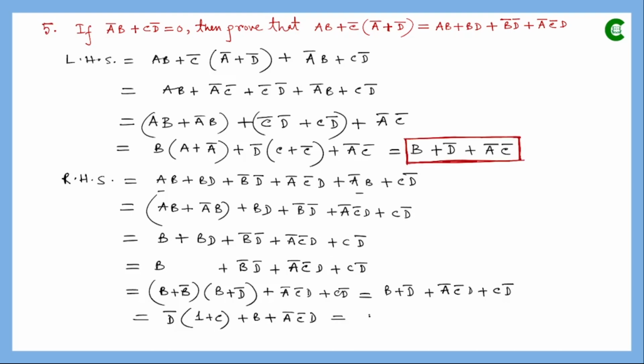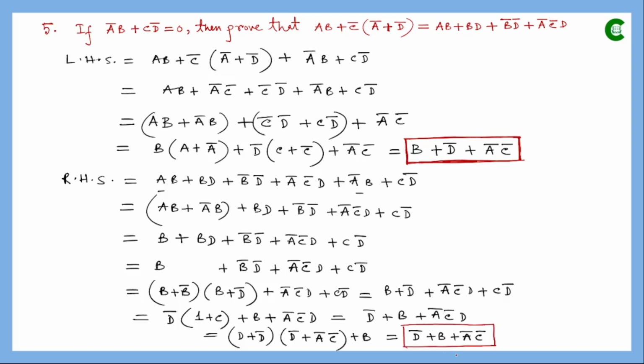So next, it will be d bar, 1 plus c will give us 1, and then we will have b, and then we will have a bar, c bar, d. So between first term and second term, now if we apply distributive law, then it will give us d plus d bar, and then the second term will be d bar plus a bar, c bar, and then we have this b. D plus d bar will give us 1. So finally it will be d bar plus b, and then plus a bar, c bar. And that's what we obtained for the expression that we had on the left hand side also.